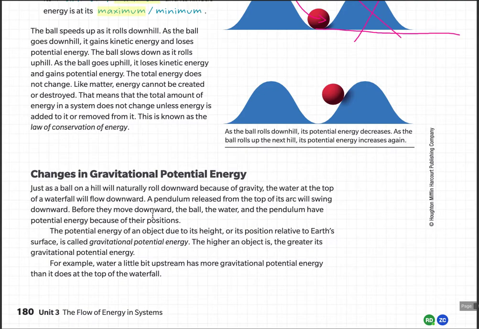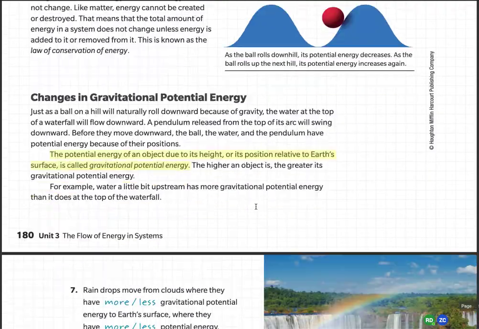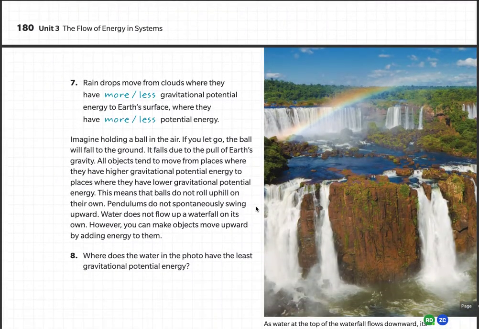Before they move downward, they have potential energy because of their positions. The potential energy of an object due to its height or position relative to Earth's surface is called gravitational potential energy. So a lot of times it's the term gravitational potential energy when you're on Earth, because if you're up high, the potential energy is coming from gravity, because gravity will pull you down to the lowest point.